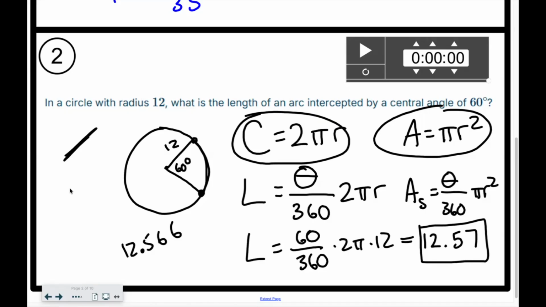All right, got it. I have a question. When you're putting it into a calculator, is it better to do them all separate?